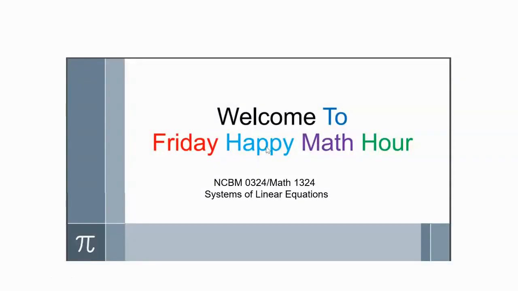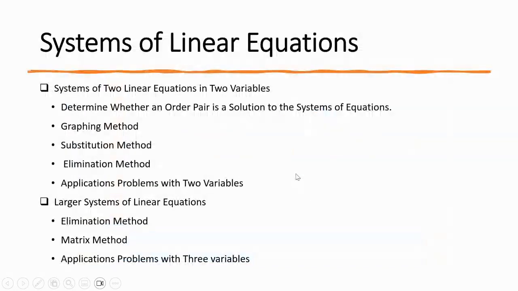Today's topic is chapter 6, systems of linear equations, solving them. This is the topic that I'm going to cover today. First of all, systems of two linear equations in two variables. This is from section 6.1, and then larger systems from section 6.2, and application problems with three variables in section 6.3. So this covers what we covered this week.